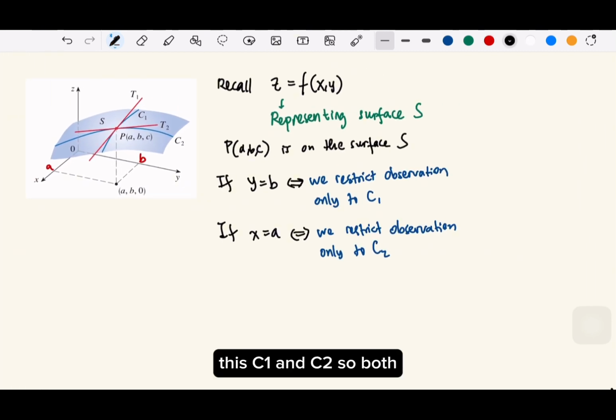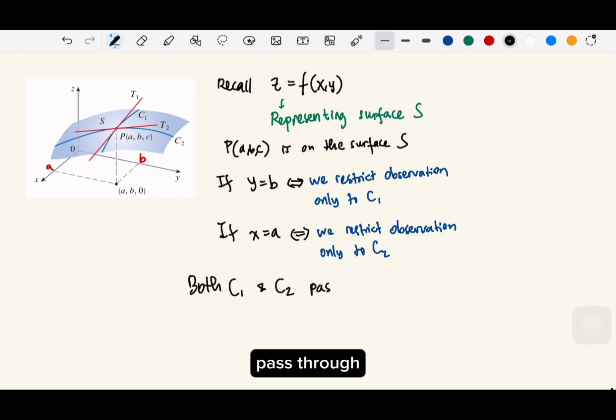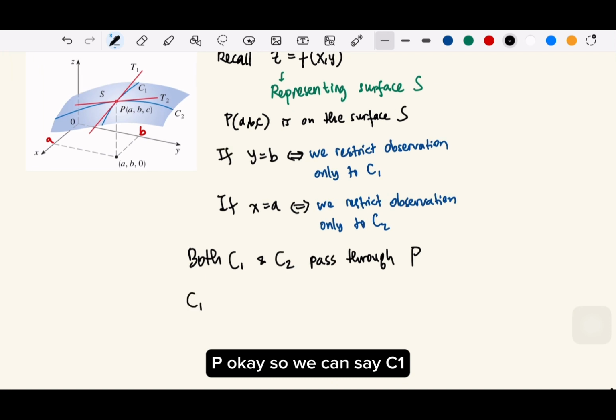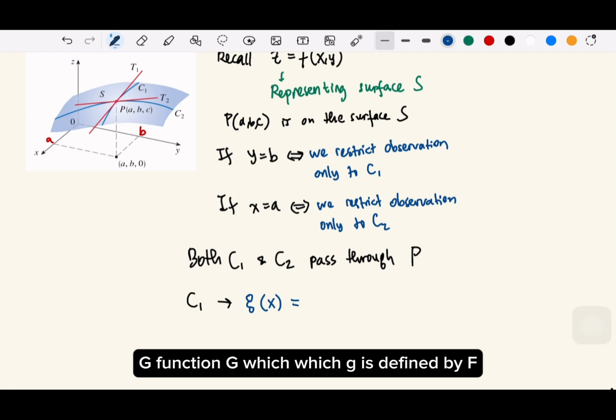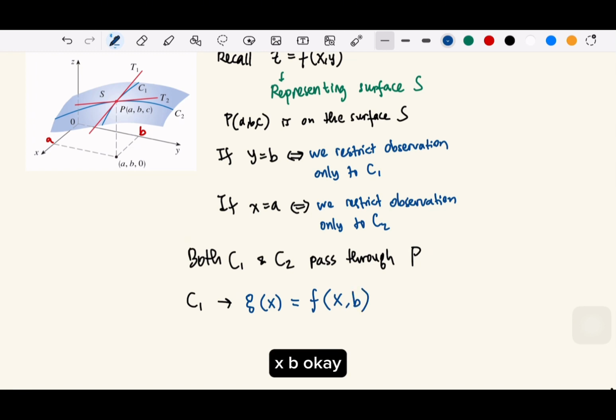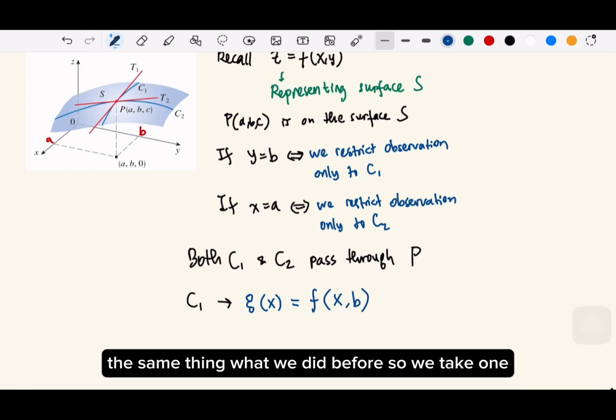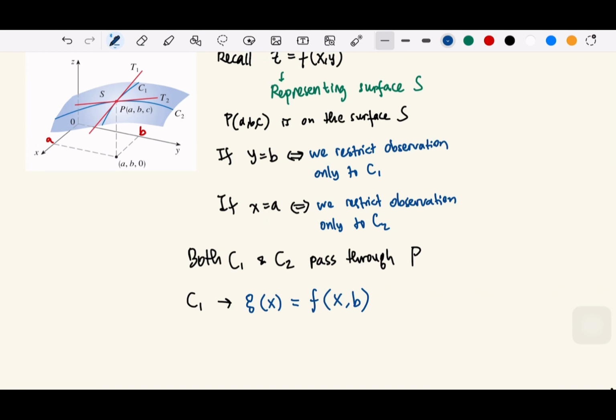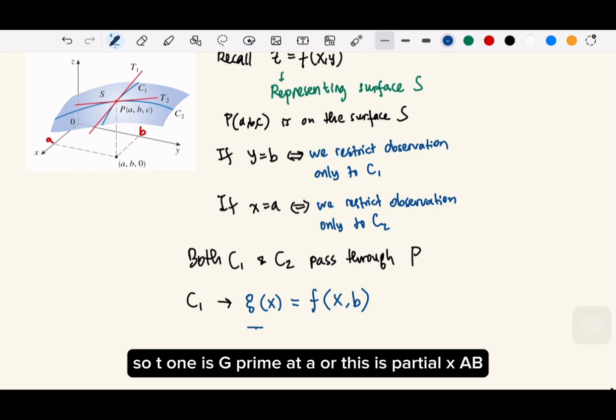This C1 and C2, both C1 and C2 pass through P, okay? So we can say C1 as a function of x. Let's say g. Okay, let's imagine C1 is a function g, which is defined by f of x, b. The same thing what we did before. So we take y as a constant b for this g. So the g prime is actually our t1. So t1 is g prime at a, or this is partial x of a, b.